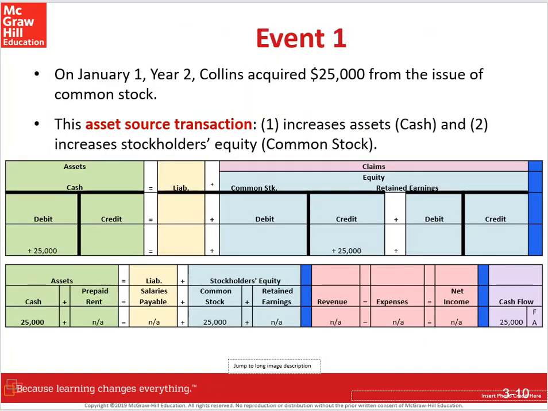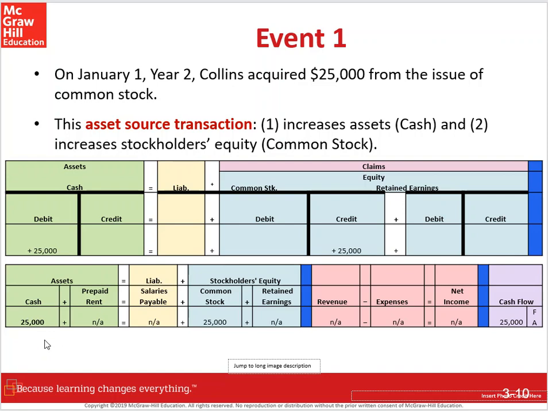All right, so event 1, January 1st, year 2, Collins acquired $25,000 from the issuance of stock. So we know that cash is going to go up and common stock is going to go up. I'm hoping you recall that from chapter 1. So now we just add debit credit terminology to that. So that's a debit to cash and a credit to common stock. In our accounting equation format, it might look more familiar and comfortable to you.